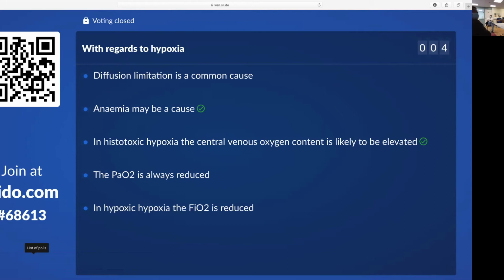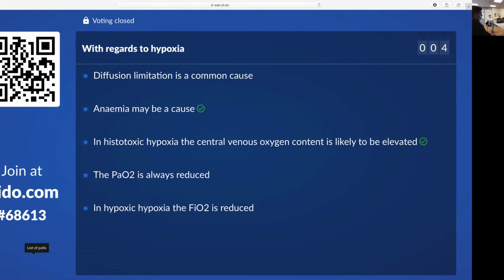With regards to hypoxia, anemia may be a cause. Yeah, of anemic hypoxia. In histotoxic hypoxia, the central venous oxygen content is likely to be elevated, because it's not being utilised. Exactly, yeah. So histotoxic or cytotoxic hypoxia is where your cells can't use the oxygen, so it just stays in the blood.